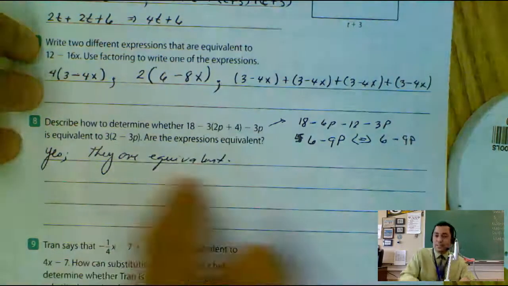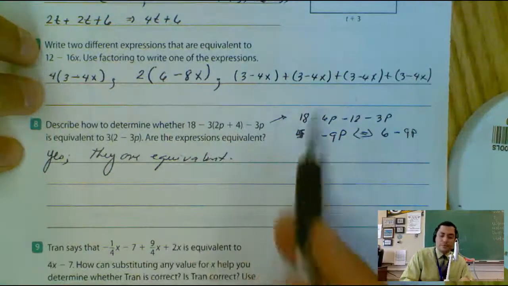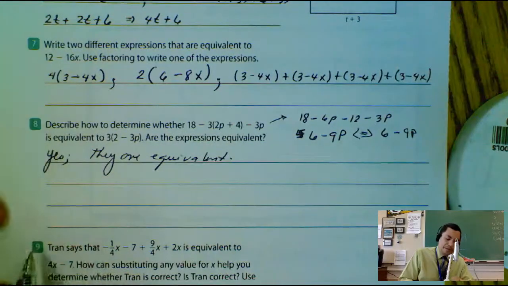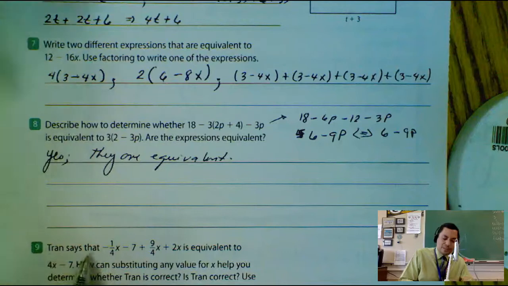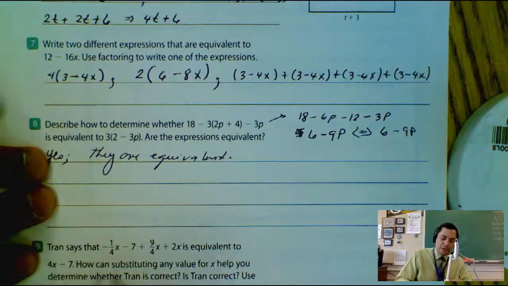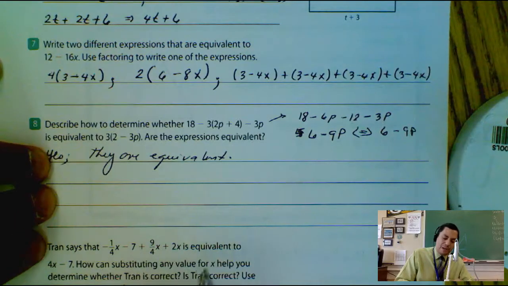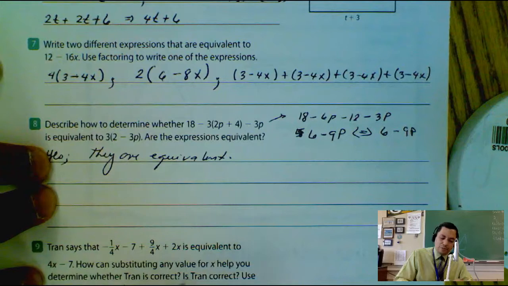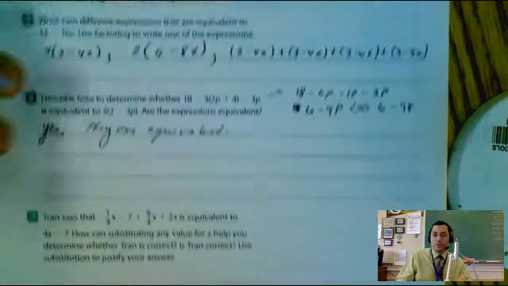Okay, and as proof, you can write this one. Then number 9 says, Tran says that negative 1/4 x minus 7 plus 9 over 4 x plus 2 x is equivalent to this expression. How can substituting any value for x help you determine whether Tran is correct? Is Tran correct? Use substitution to justify your answer.